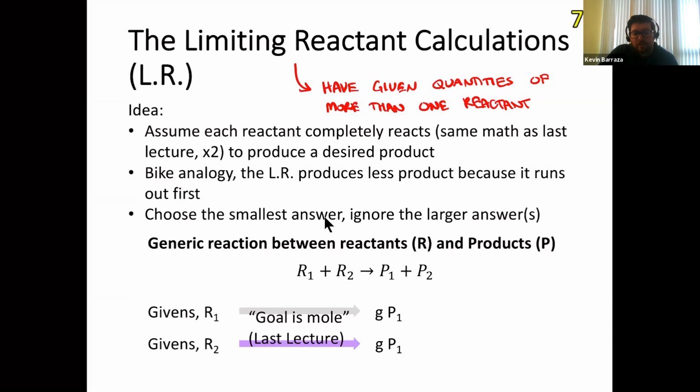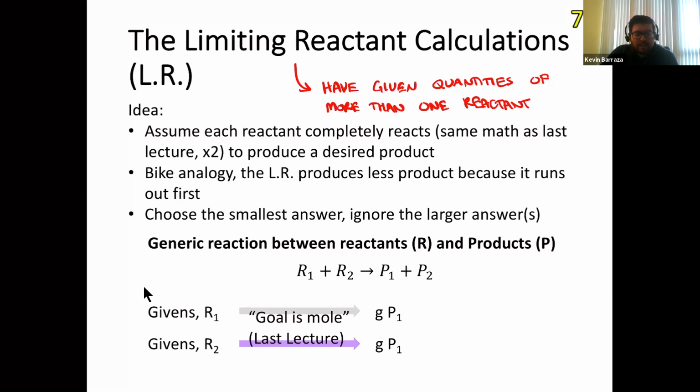So then we're going to choose the smallest answer, and that is how much we will make. We are limited by the limiting reactant. Much like, and go back to the bike analogy, or if you like a different recipe, the cupcake analogy, we ran out of sugar, right? Something like that. As far as the generic reaction goes, it's reactant number 1 and reactant number 2 make product number 1 and product number 2. To find the limiting reactant, we're just going to do the same flow chart, but twice.